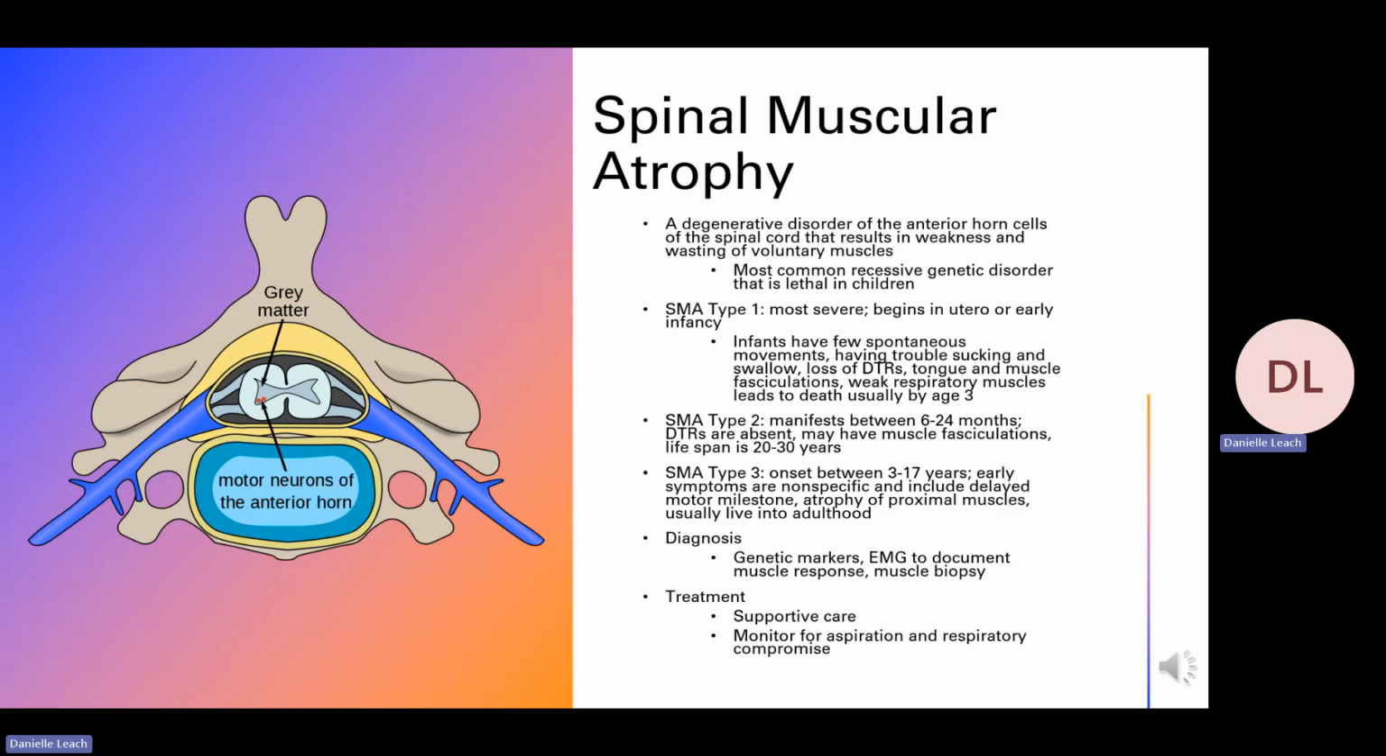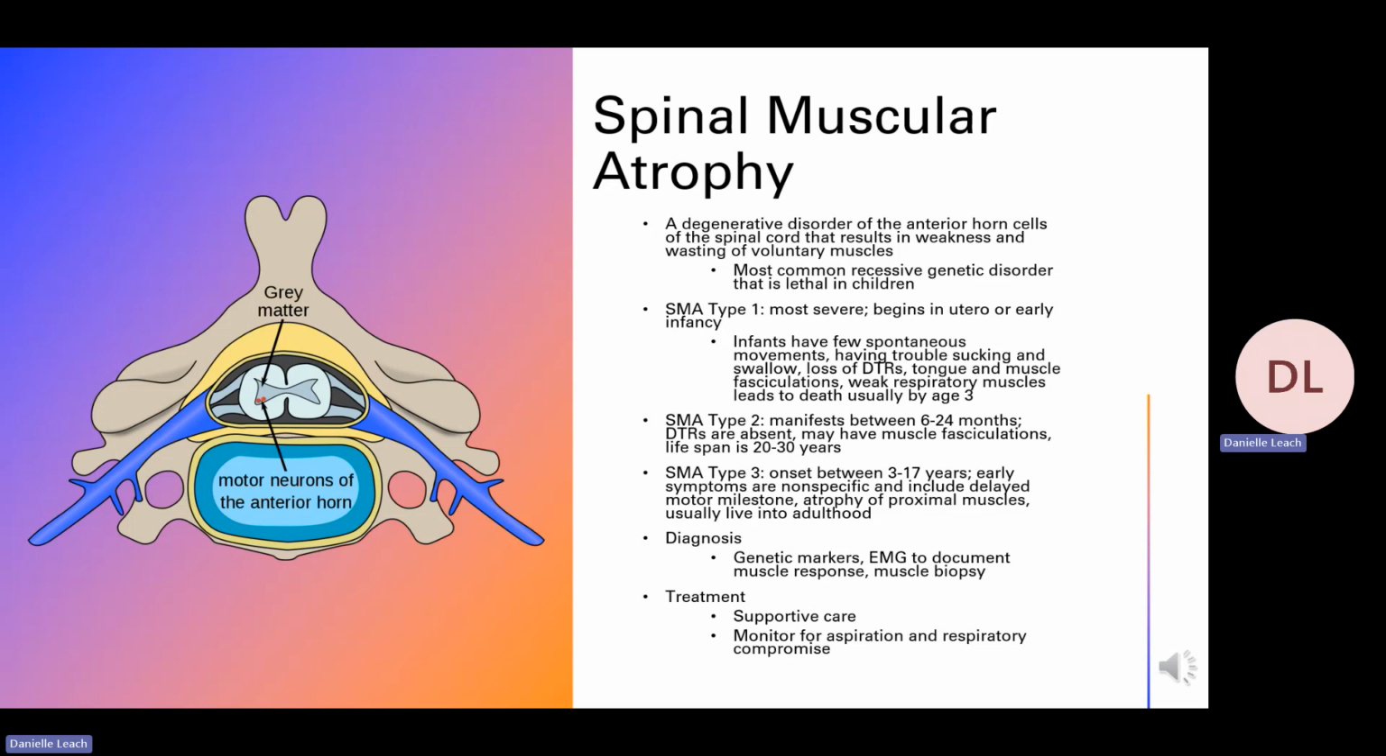There are different types. SMA type 1 is the most severe. It begins in utero or early in infancy. On prenatal ultrasound, the infant may have very few spontaneous movements, or when the baby is born, they may not be moving very much. They might have trouble sucking and swallowing, so we need to monitor for aspiration, and they may not be able to eat, so they may have feeding tubes. They may have a loss of their deep tendon reflexes.